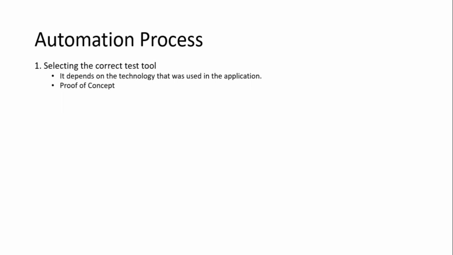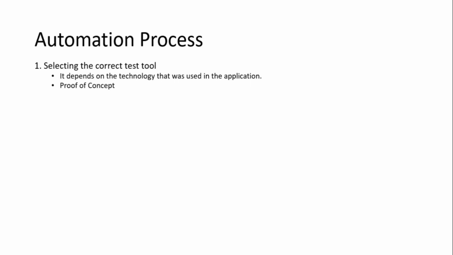We have the proof of concept. The proof of concept is a pilot program in the automation test process. In this proof of concept, we select a particular area of the project, we analyze the code and the technology, we select a certain tool, and we run and execute this tool. This way we can know which will be the correct test tool.